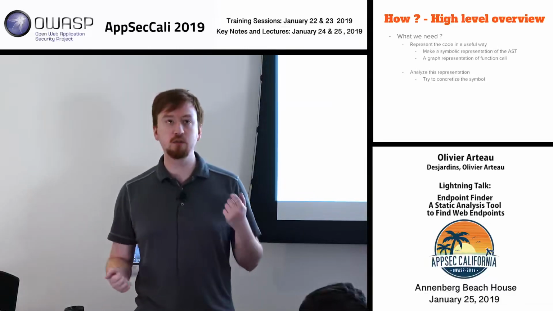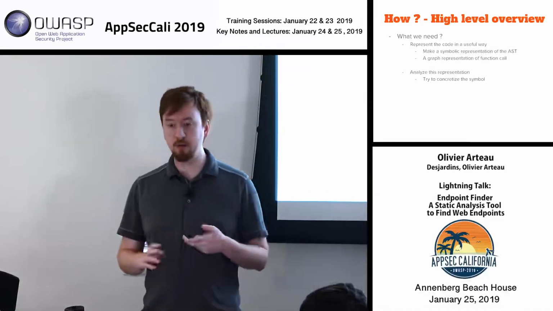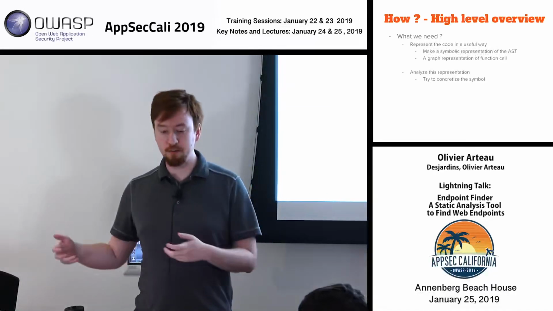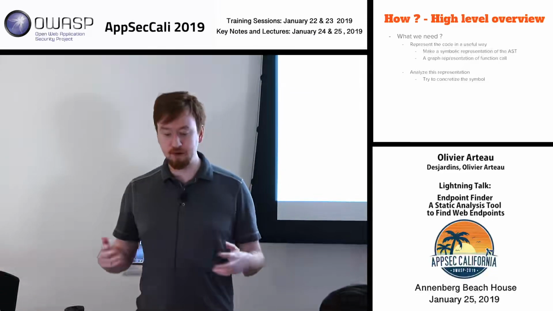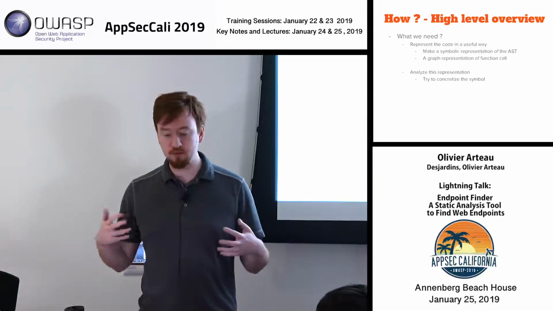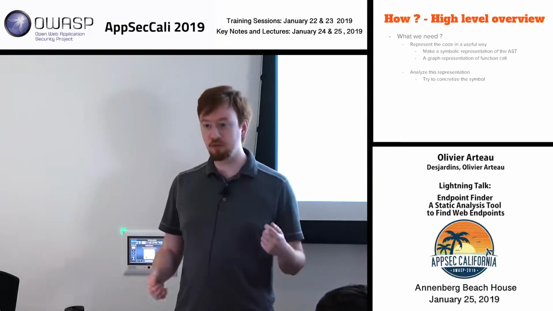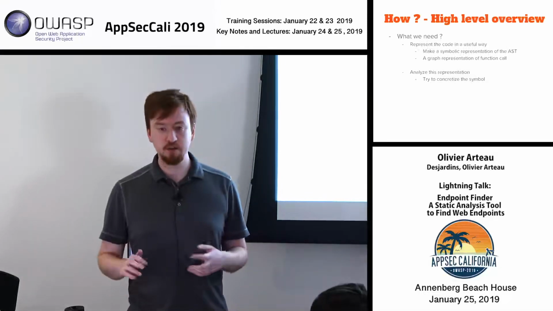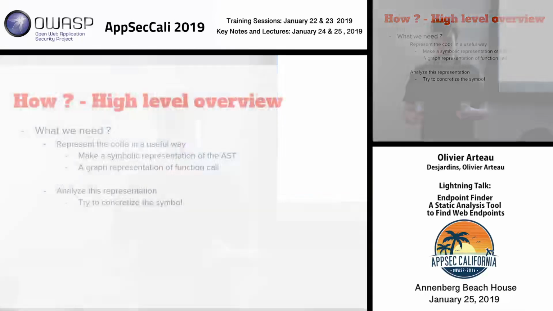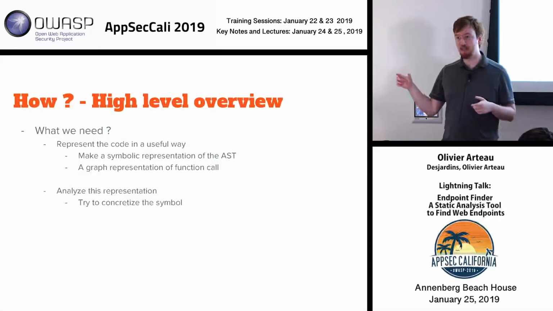So what do we need to build this? Well, we're first of all going to need some way to make a symbolic representation of the abstract syntax tree. And we're also going to need some sort of call graph representation that we're going to be able to navigate to resolve function arguments. And just for those that are not necessarily familiar with static analysis, I'm going to refer to AST in the slides as abstract syntax tree.